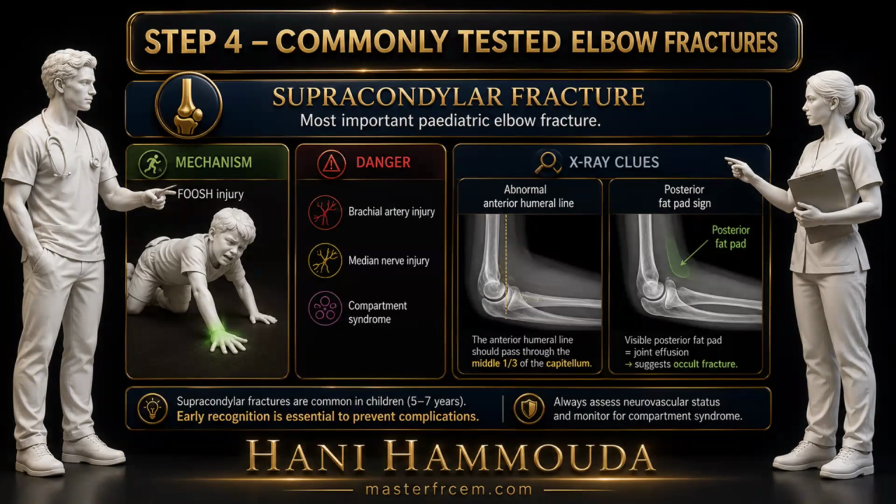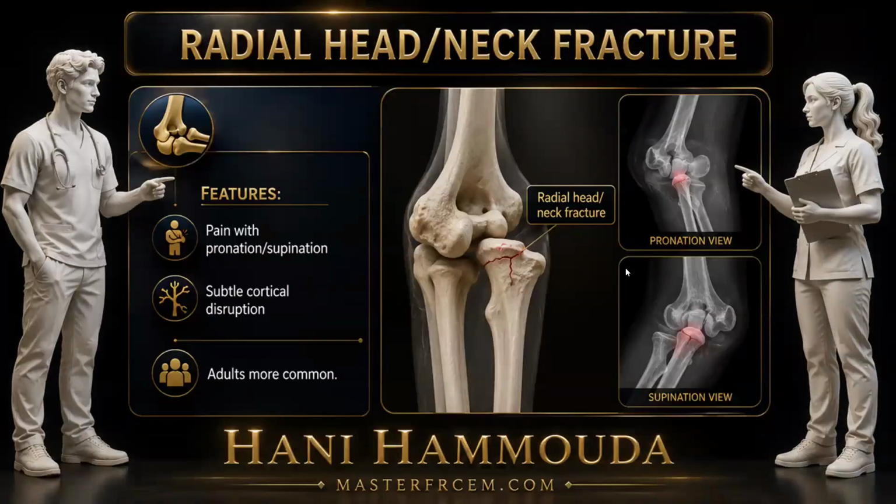So, fall on outstretched hand injury. The danger here is supracondylar fracture, brachial artery injury, median nerve injury, compartment syndrome. Regarding the features, pain on pronation or supination, you will think about which fracture? Radial head fracture.